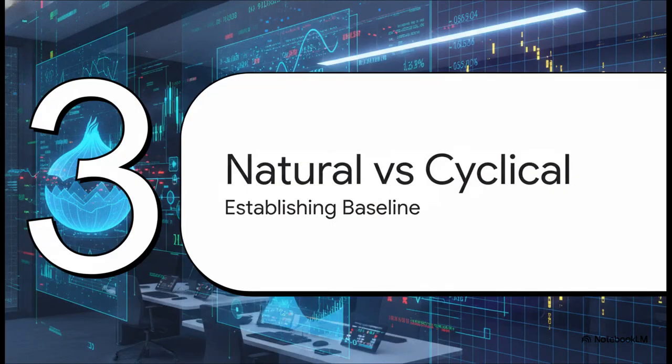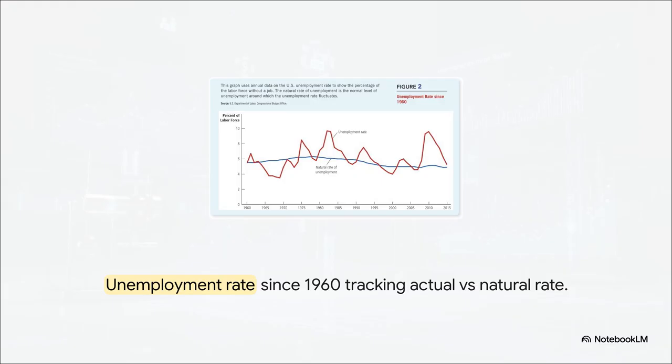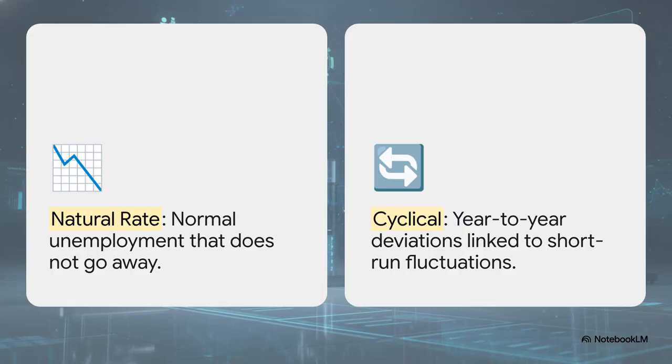Section 3. Natural versus cyclical unemployment. Establishing the baseline. Let's take a look at historical data going all the way back to 1960. Notice how the actual reported unemployment rate constantly fluctuates, spiking up and down. But look at what it fluctuates around, a smooth, highly stable baseline cutting right through the middle. This defines a really stark contrast.